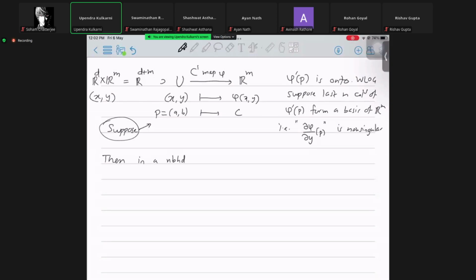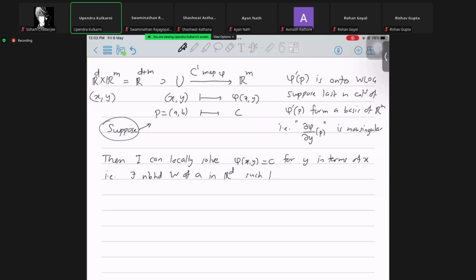in a neighborhood, I can locally solve phi of (X, Y) equal to C for Y in terms of X. So, more precisely, there exists a neighborhood W of A such that, remember, A is a point in the first slot, which is R^D.